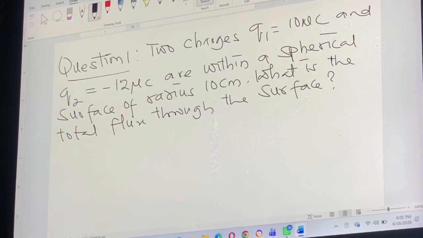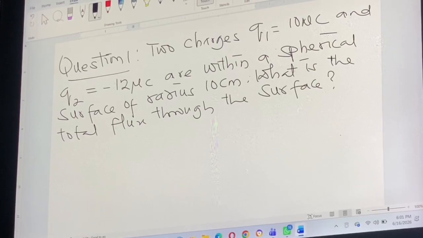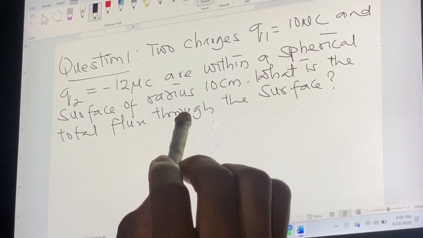Question 1, please. Let's solve this question here. They said 2 charges q1 is equal to 10 microcoulomb and q2 is equal to minus 12 microcoulomb are within a spherical surface of radius times cm. Full stop there. What is total flux through the surface? Okay, now let's solve this question here. Solution, please.